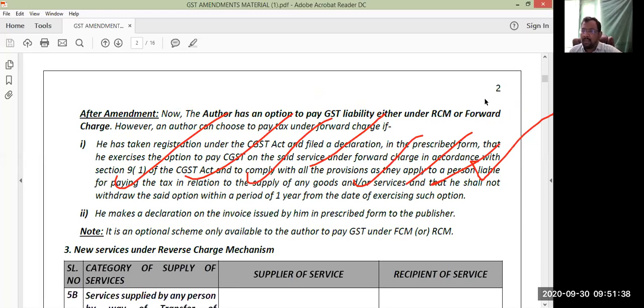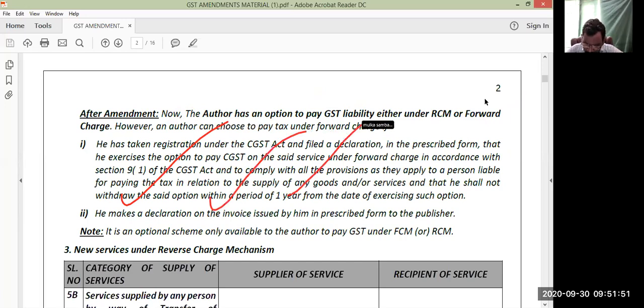Once he opted for that forward charge mechanism, for 1 year he has to pay the tax under forward charge mechanism only. And yet another important condition which I forgot in my notes, look here: he makes a declaration on the invoice issued by him in a prescribed form to the publisher. So whenever I am issuing an invoice to the publisher, in that particular invoice I have to make a declaration: I have chosen to pay the tax under forward charge mechanism. Then only you have a right to quote some tax in that particular invoice.